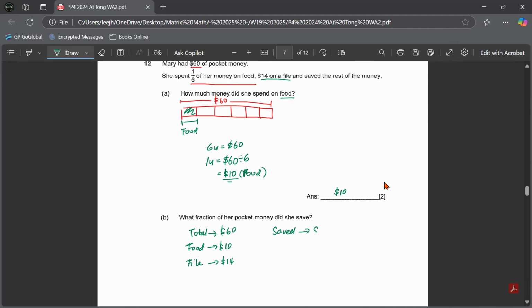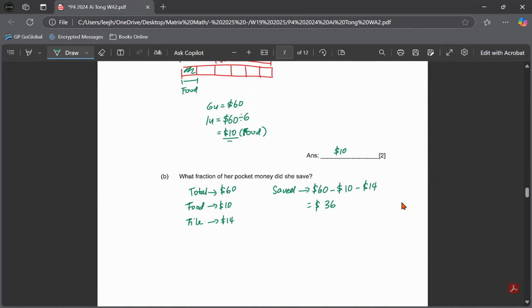So we are going to take $60 minus away the money on food, minus the money on file. Left with 36. So she saved $36. So the question is, $36 is what fraction of her pocket money, which is, what fraction of 60 is 36. So when we express fraction, remember they want the amount of money saved, right? So the saved amount over the denominator is always your total.